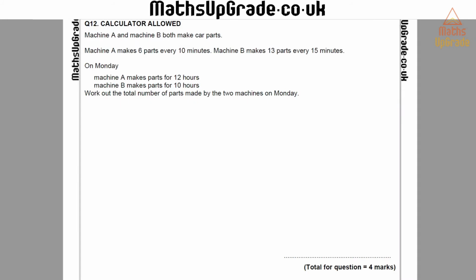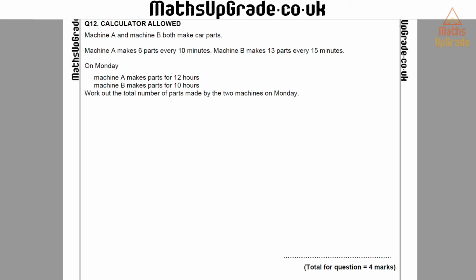In question 12, we're told about 2 machines, machine A and machine B. Machine A makes 6 parts every 10 minutes. Machine B makes 13 parts every 15 minutes. We're told that machine A makes parts for 12 hours and machine B makes parts for 10 hours. We need to work out the total number of parts made by the 2 machines on that day.